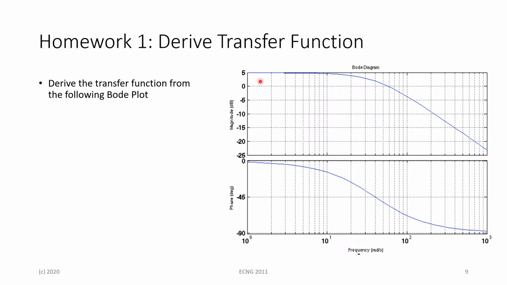And because we know this is 5 decibels, that's going to be 20 log of a equals 5. You can reverse the equation and solve for a, and you'll obtain the transfer function for this Bode plot. So for homework, I would like you guys to attempt this and see what transfer function you obtain from just reading this Bode plot.